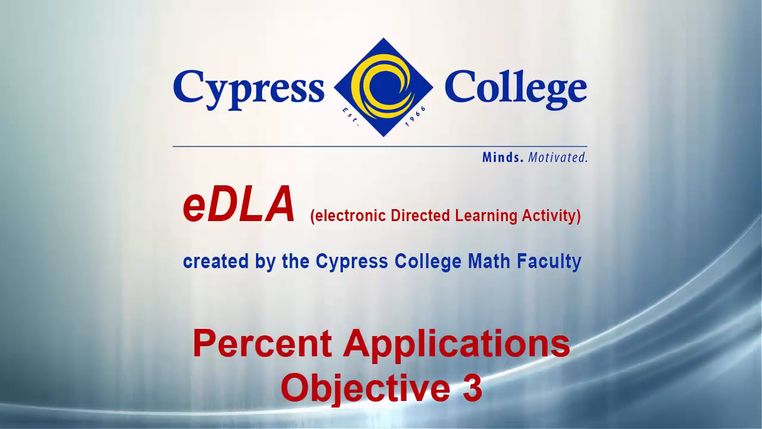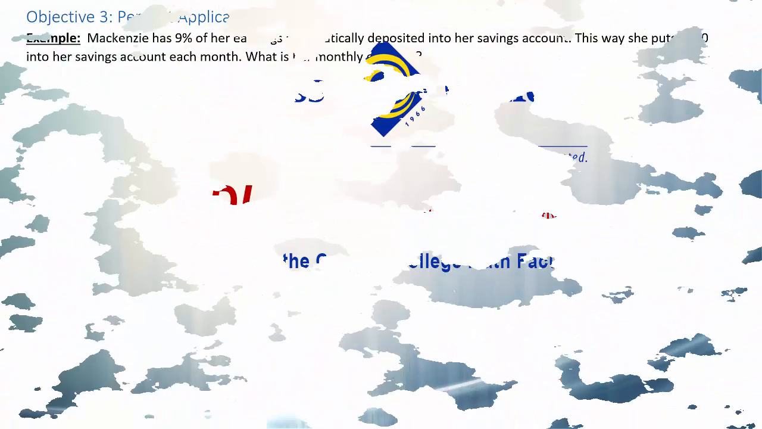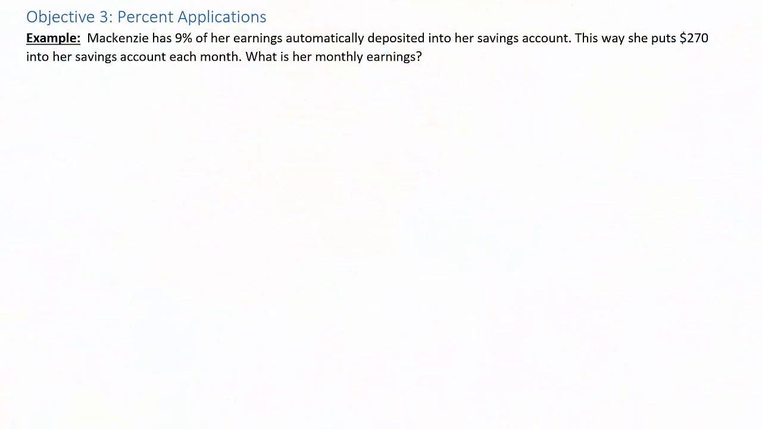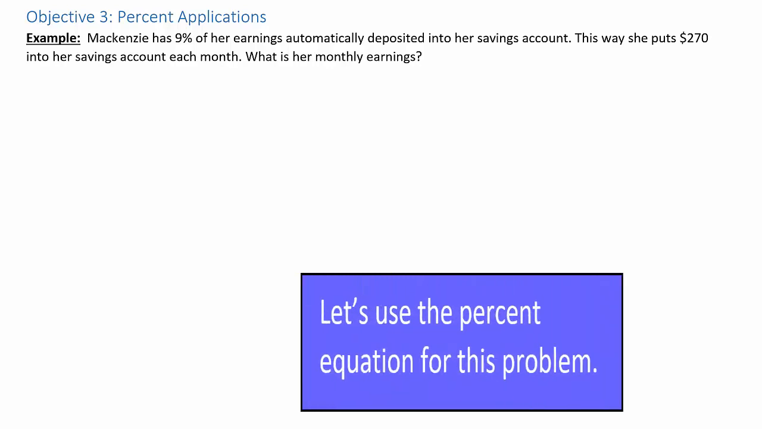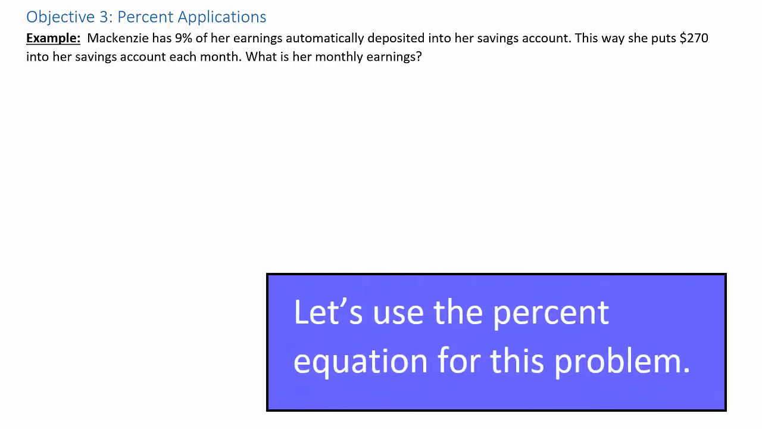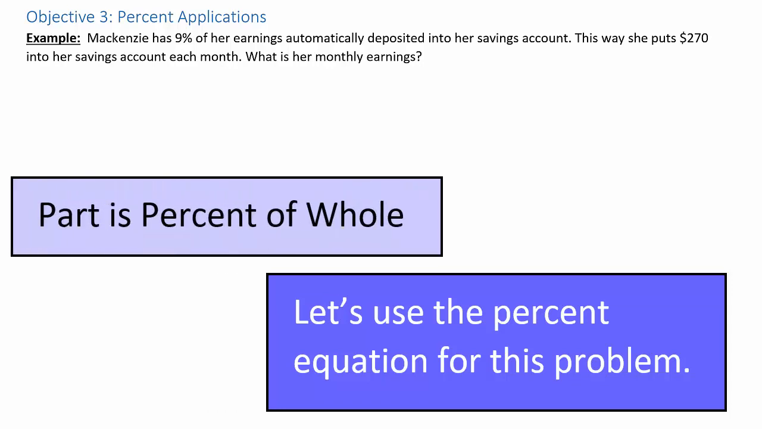Objective 3, percent applications. Example. Mackenzie has 9% of her earnings automatically deposited into her savings account. This way, she puts $270 into her savings account each month. Well, what's her monthly earnings? Let's use the percent equation for this problem. We should reword the problem to make it sound like part is percent of whole.